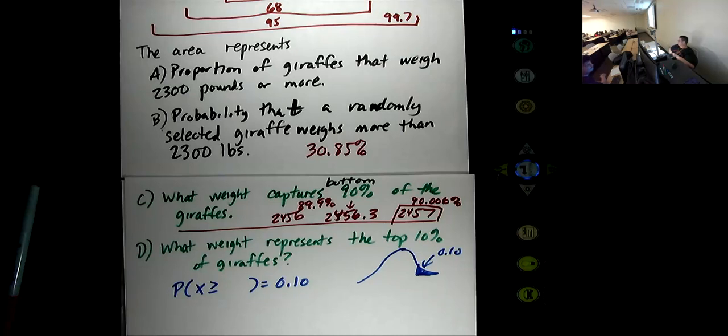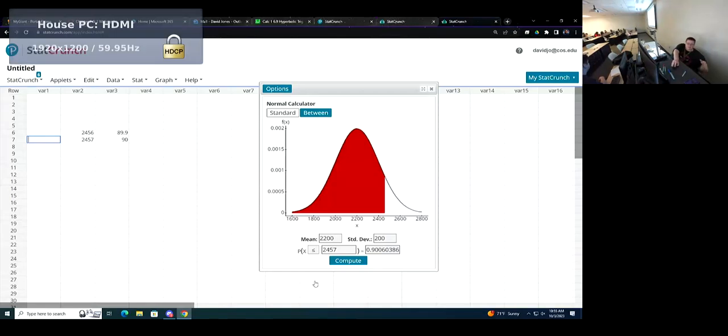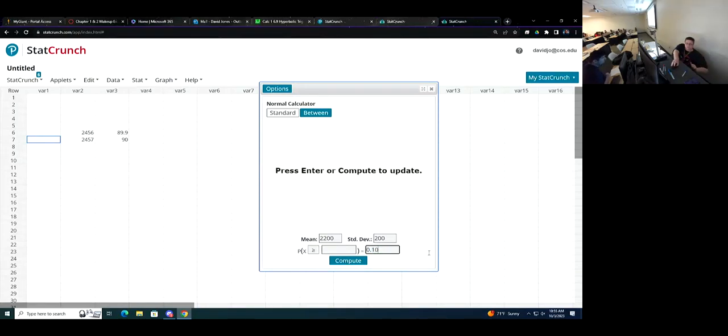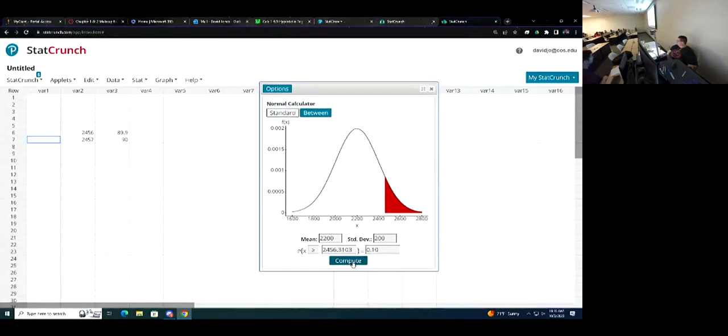They will ask you things like this, and they will be picky like this. Like the 2,456, even though it's the correct way around, doesn't actually get 90%. So if I want to do the top 10%, I'm going to come over here and change this to greater than, so it shades the right. And I'm going to change this to say 0.10. And we get that same 2,456.31.